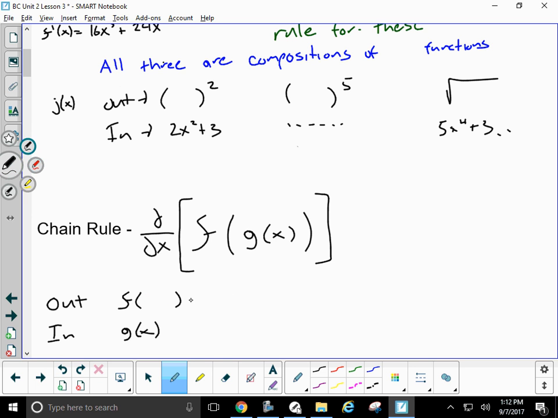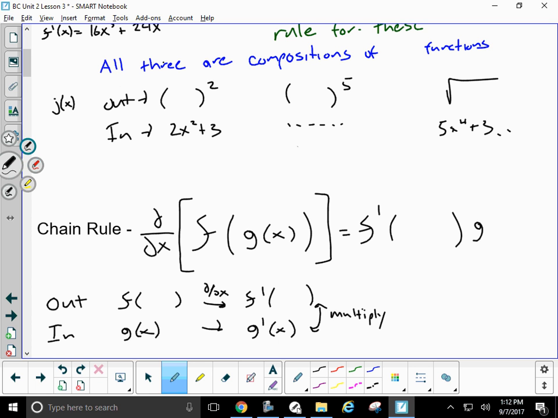What we're going to do is take the derivative of the outside and the inside, and then just multiply them together. The derivative of f, I'll say, is f prime. The derivative of g is g prime of x. Multiply these two, and you'll have the correct derivative. So I'm going to say this is equal to f prime times g prime of x.